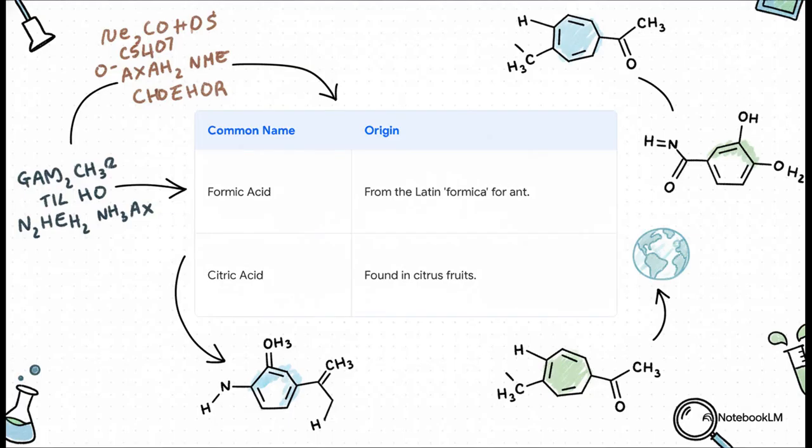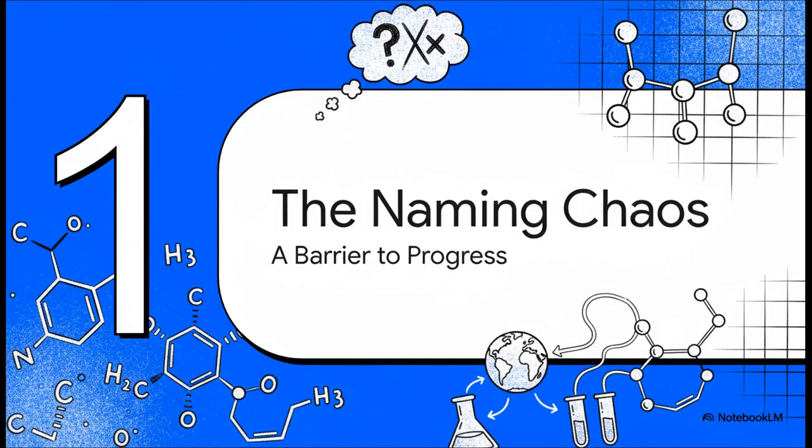You know, back in the early days, chemists basically named compounds based on where they came from. Formic acid, for example, was named after ants. Formica is Latin for ant because, yeah, you could actually distill it from them. And citric acid, you probably guessed it, comes from citrus fruits. Now, these names are kind of charming, but they tell you absolutely nothing about what the molecule actually looks like or how it's built. So, this all led to what you could really call the era of naming chaos.